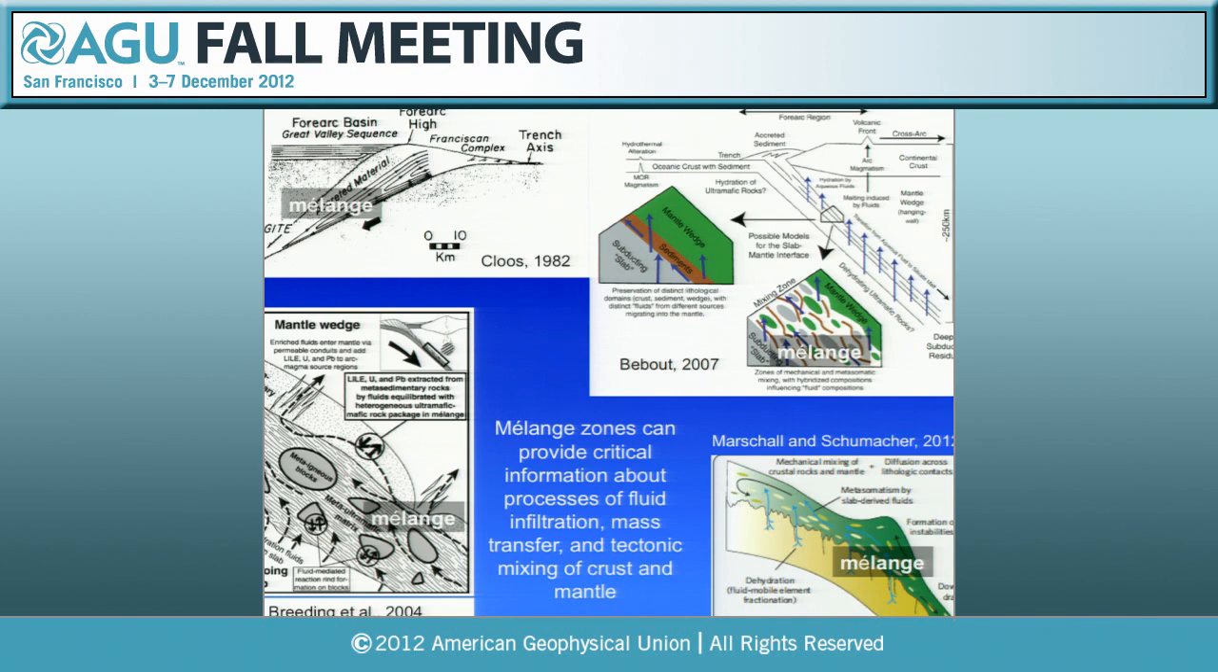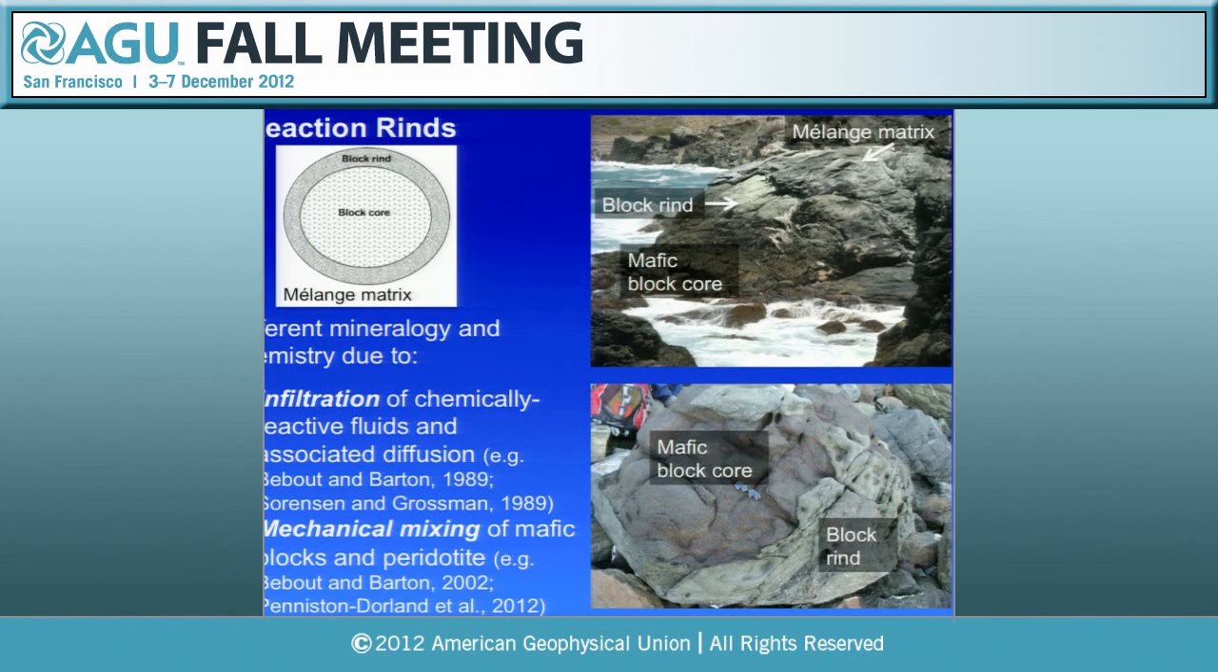Mélange zones are thought to represent the interface between the downgoing subducting slab and the overlying mantle wedge. This location is ideal for providing information about processes that are critical to understanding the subduction system as a whole. Processes such as infiltration of fluids, associated mass transfer, and tectonic mixing of crustal and mantle materials.